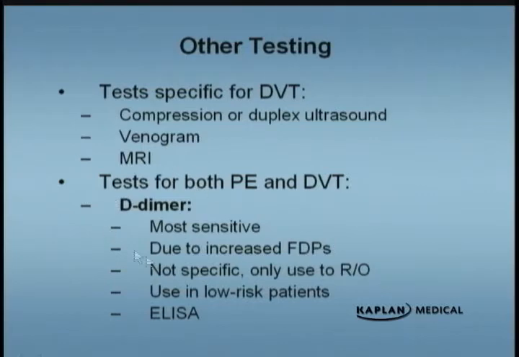I'm going to tell you a little bit about the different ways to use these tests a little bit later. The test to do when we do the D-dimer is the ELISA test. There's different types of D-dimers. They're not all as sensitive, so they're not all as good.